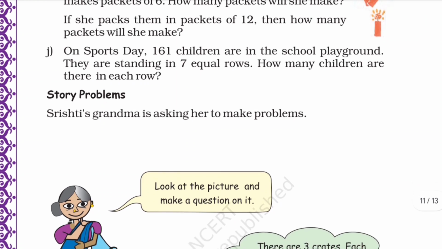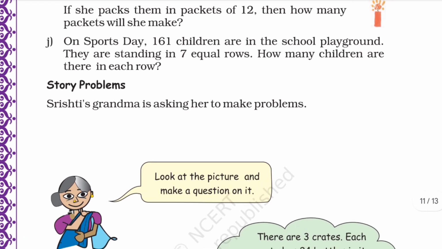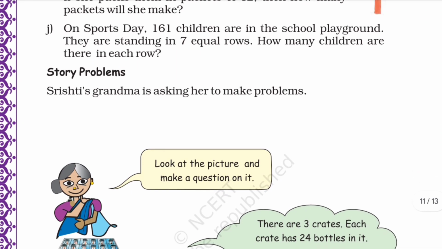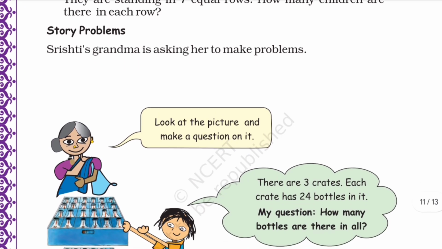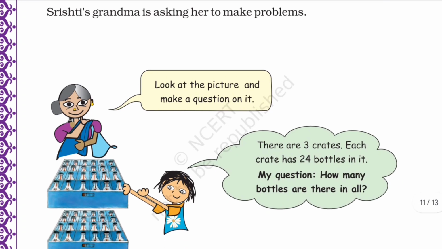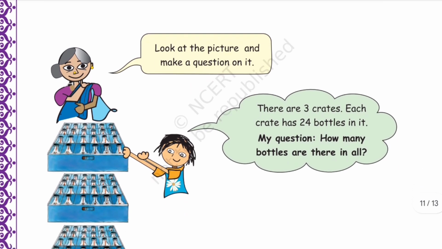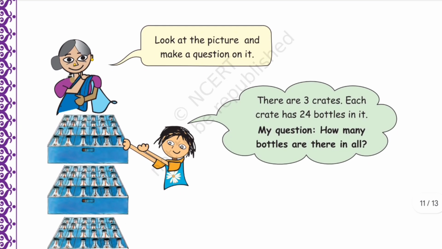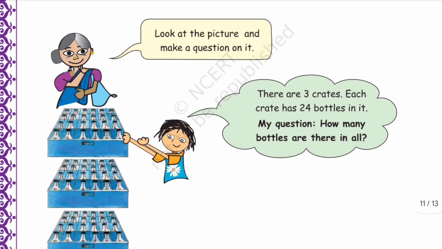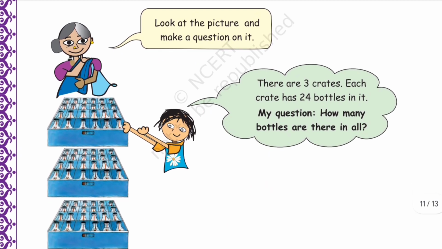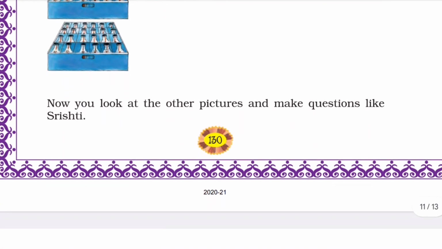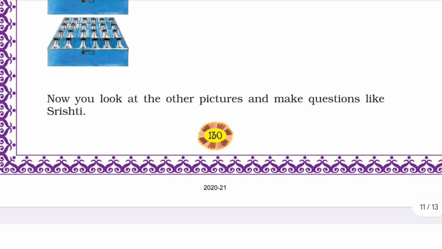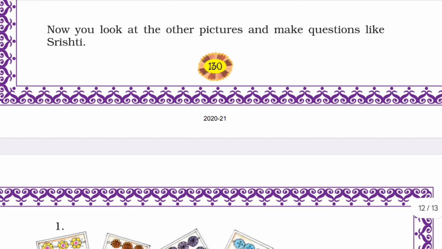Story problem. Srishti's grandma is asking her to make problems. Look at the pictures and make a question on it. There are 3 crates. Each crate has 24 bottles in it. My question, how many bottles are there in all? Now you look at the other pictures and make questions like Srishti's.